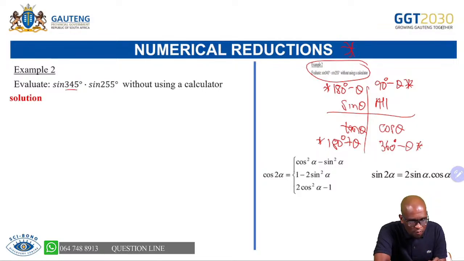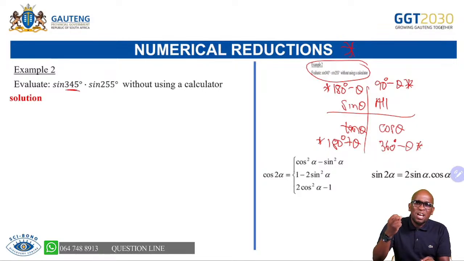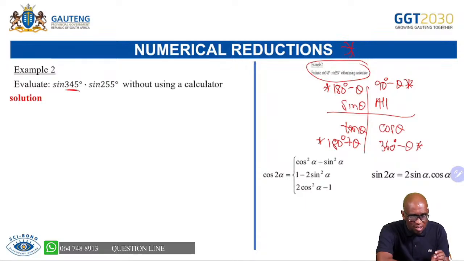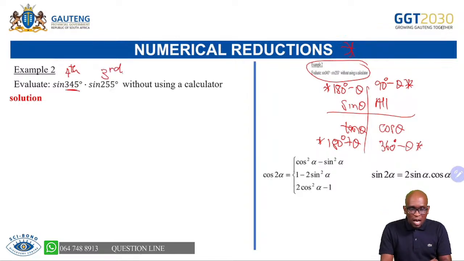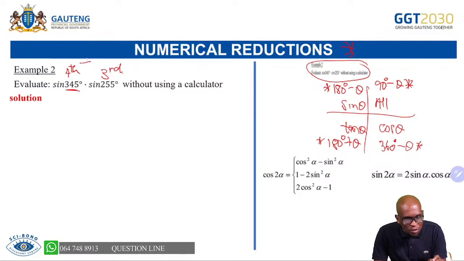Let's check 345. 345 is greater than 270 degrees, but less than 360 degrees. So we know that this should be in the fourth quadrant. 255 is less than 270 but greater than 180, so this should be in the third quadrant. Now we know the instruction in the fourth quadrant is 360 minus theta. The instruction in the third quadrant is 180 plus theta.